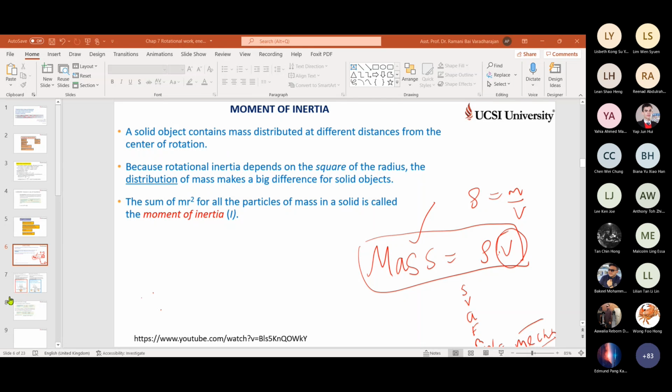Yes, the screen is not sharing. One moment. I know. Just one moment. Suddenly I got into an advertisement.